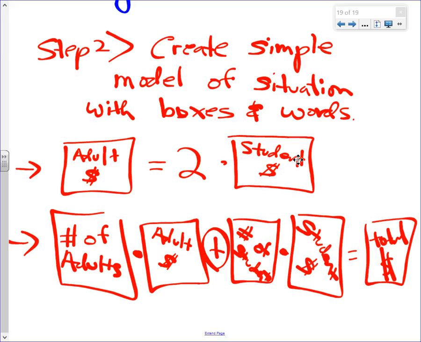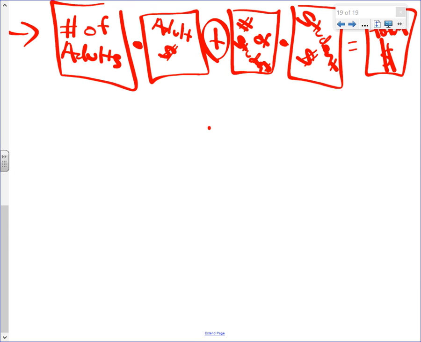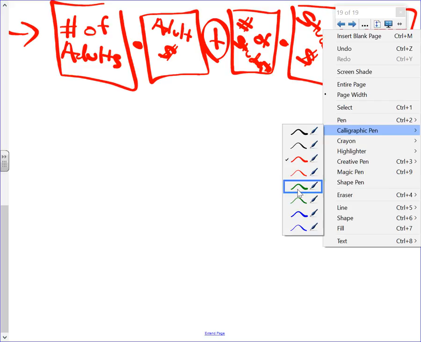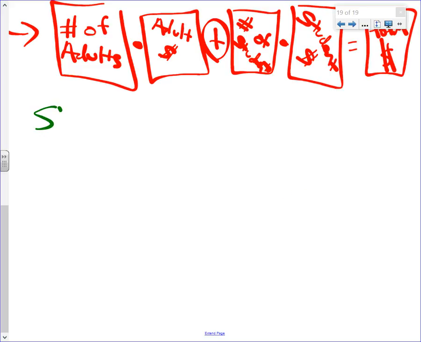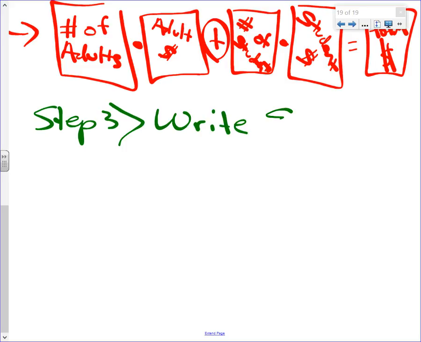Watch this. Step 3. Third one is just write the equations out and solve. I'll put it in green. Step 3: write equations and solve. Let's do it.